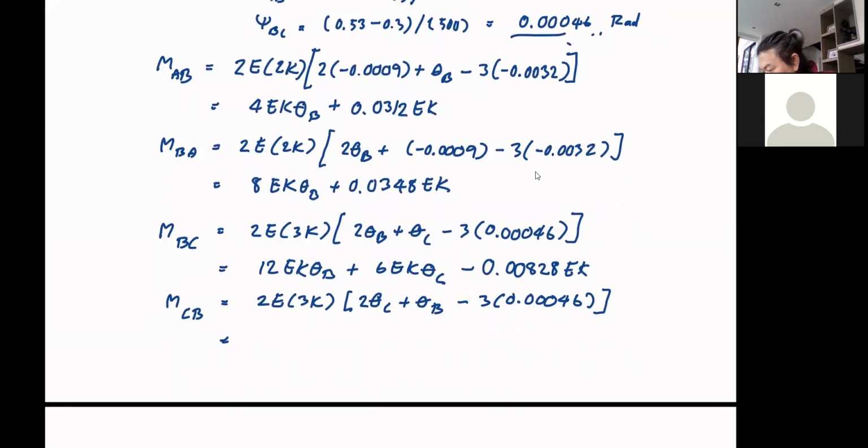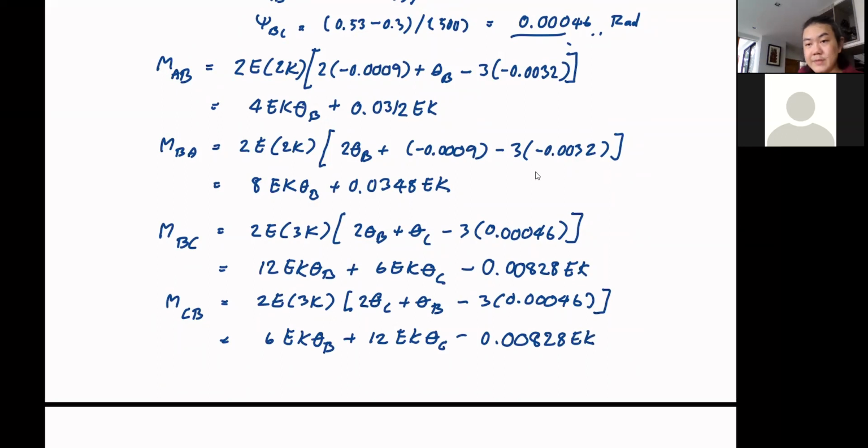I should begin with the 6 EK theta B again plus 12 EK theta C minus 0.0088 EK. Now, the moment MCD is there only when we have the cantilever load, right? We have a cantilever moment. So when we say that prior to loading, there's no load on the end of the cantilever portion, so we don't have MCD here at all.